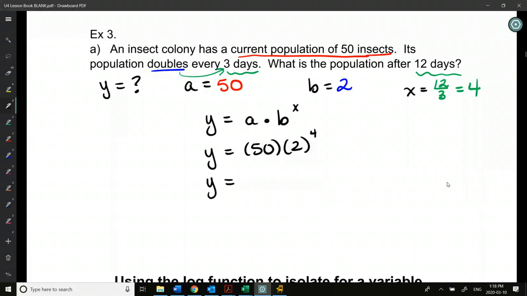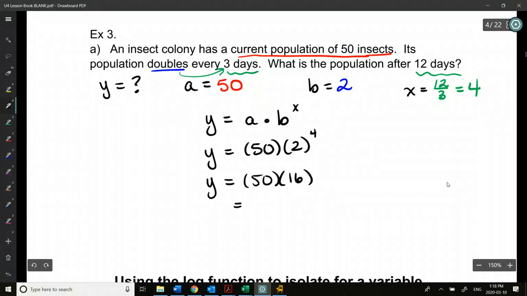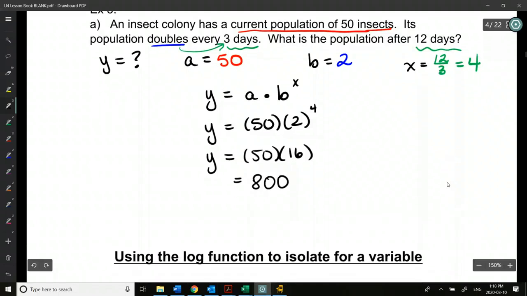As far as BEDMAS here, we're calculating 2 to the exponent 4, which gives us 16, and then you can multiply it by 50. If you do this in your calculator it should take care of it for you. So you should get 800 here. Okay, can someone make a final statement for me here? Therefore, Lauren? After 12 days, the population is 807. Great.